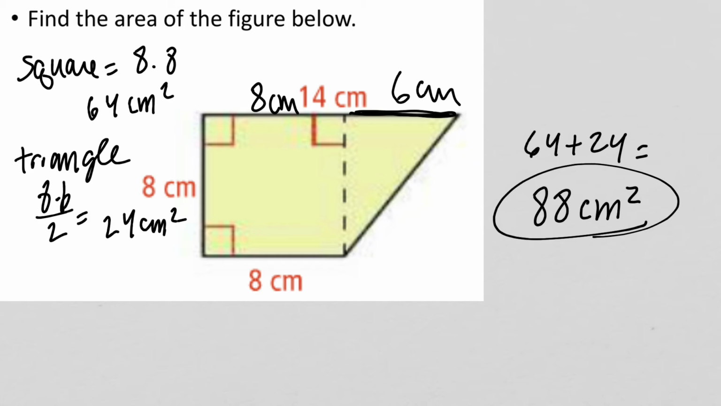Okay, my square is 8 by 8. My triangle is base times height in half: 8 times 6 divided by 2. Add those two up, I get 88 centimeters squared.